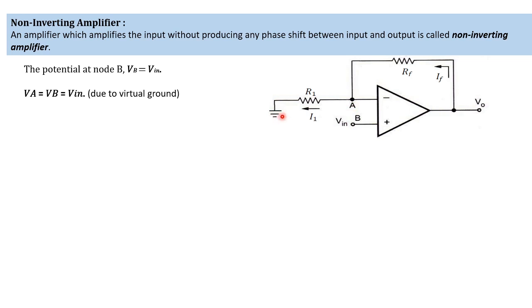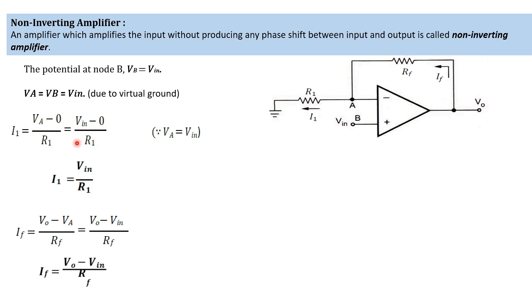Here it is grounded. Here also we are going to find the I1 current. From this potential to this potential, the same thing we applied in the inverting case. I1 is equal to VA minus 0 divided by R1. Simplifying this, we get I1 is equal to Vin divided by R1. Similarly, what is IF? IF is equal to, from this potential to this potential it is moving, V0 minus VA divided by RF.